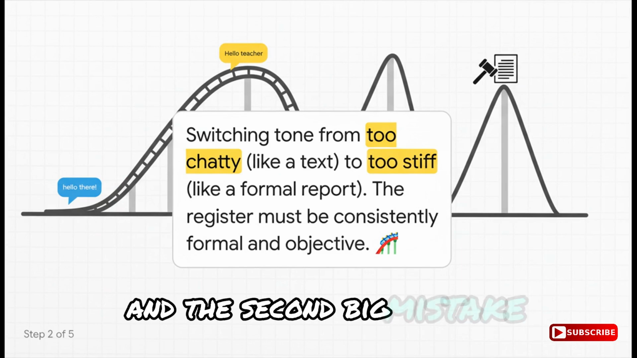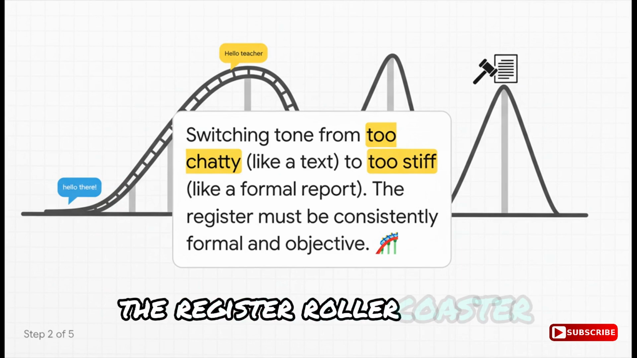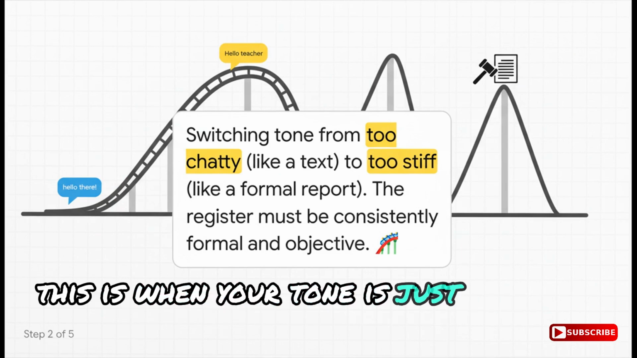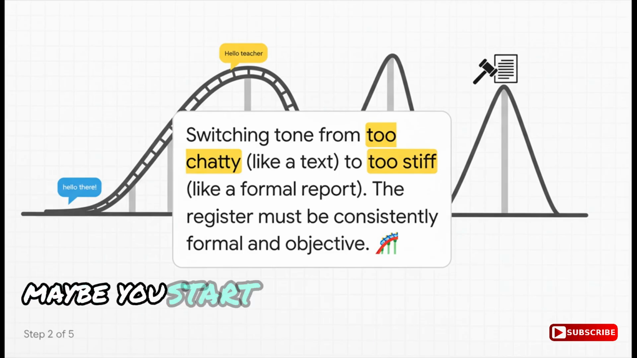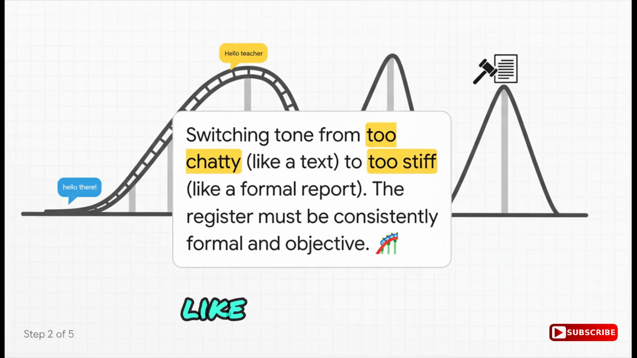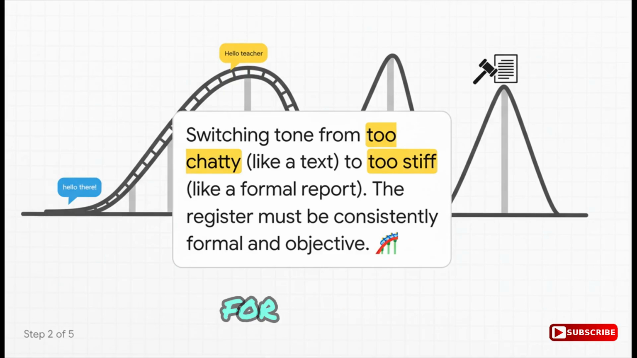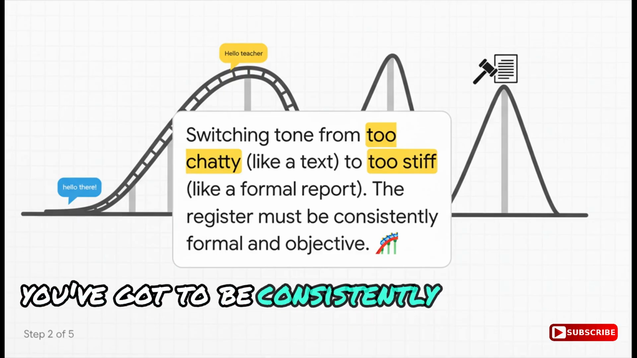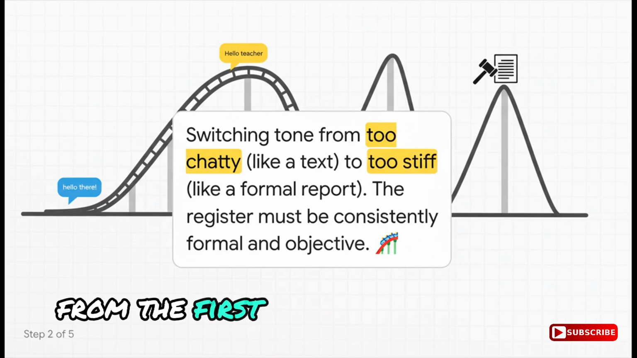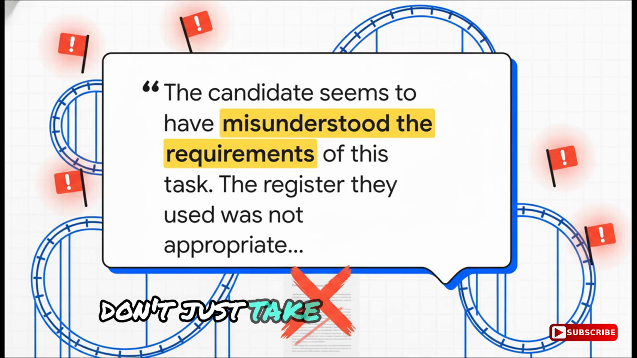And the second big mistake, the register roller coaster. This is when your tone is just all over the place. Maybe you start with something way too informal like, "Hello, teacher," or you slip in slang like you're texting a friend. For this task, you've got to be consistently formal and objective from the first word to the very last. No exceptions.